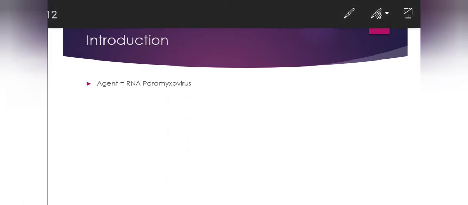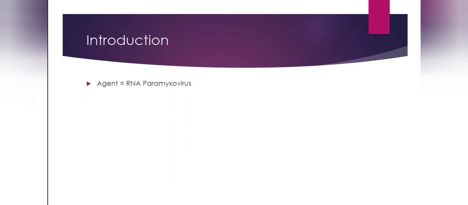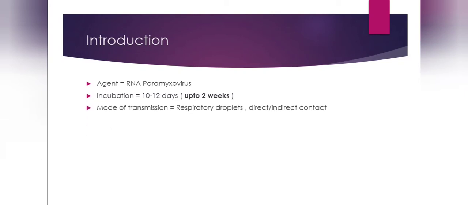In this lecture, we are discussing measles, and the mode of communication will be English and Urdu. So the agent for measles is RNA paramyxovirus, and incubation is up to 2 weeks, 10 to 12 days. Mode of transmission is respiratory droplets through coughing and sneezing, and it can also be transmitted through direct contact.